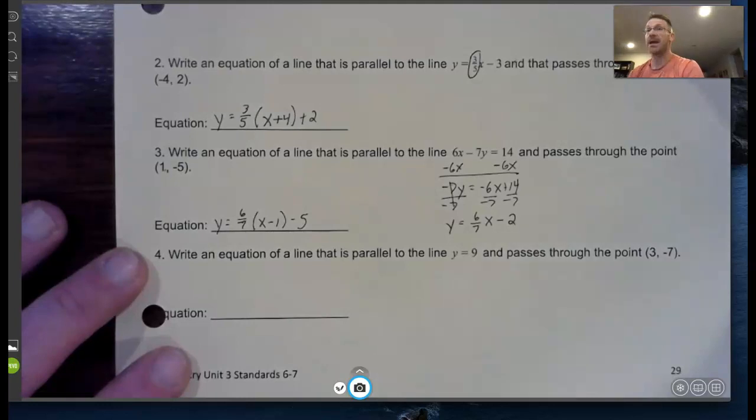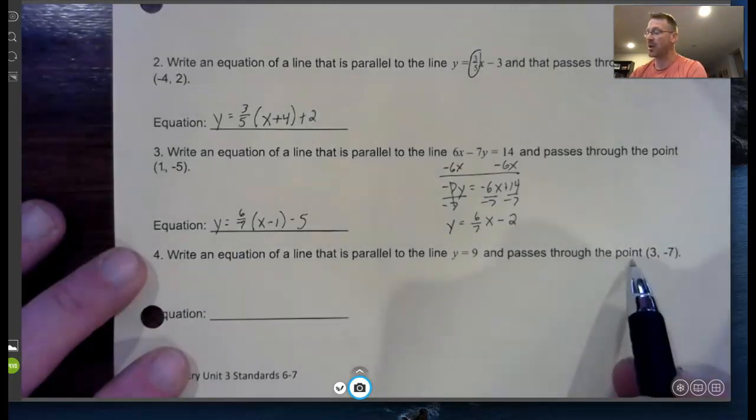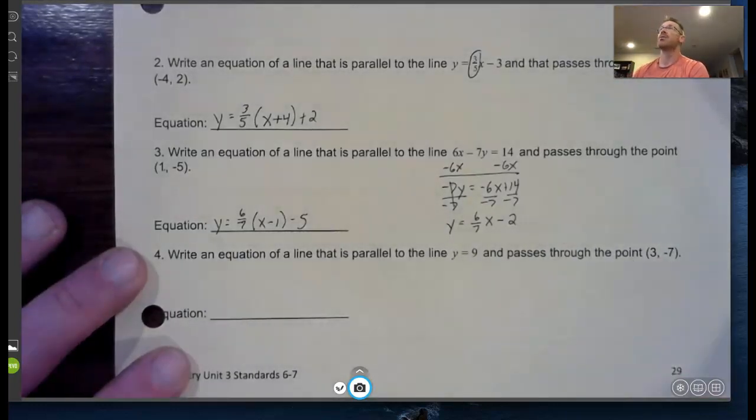So let's look at number 4. Write an equation of a line that's parallel to y equals 9 and passes through the point 3, negative 7. Now, this is once again one of those special situations. You have to visualize what y equals 9 looks like.